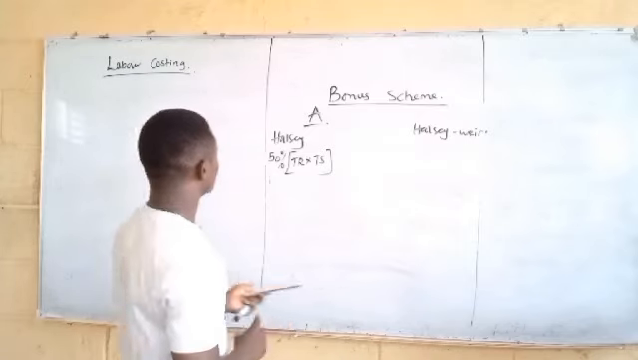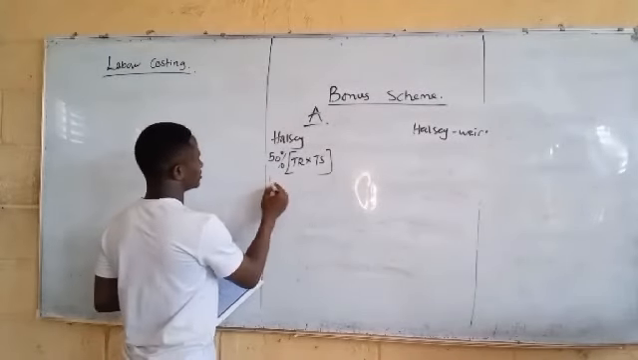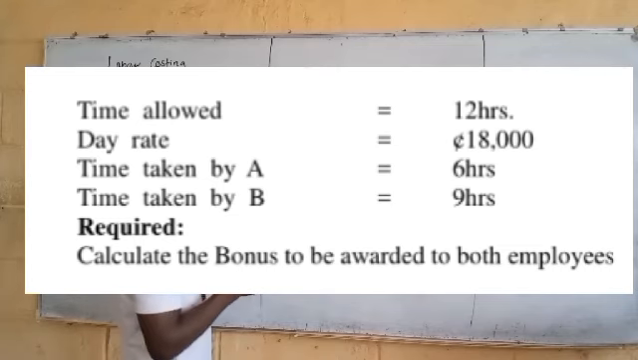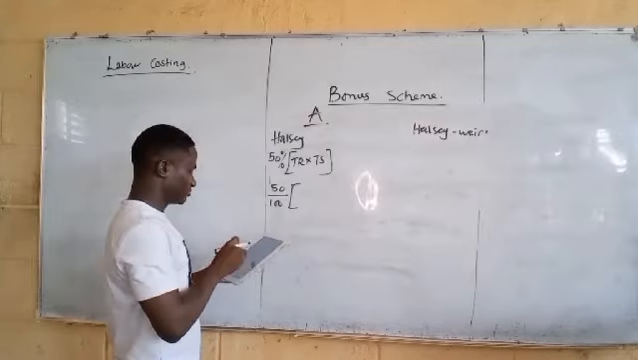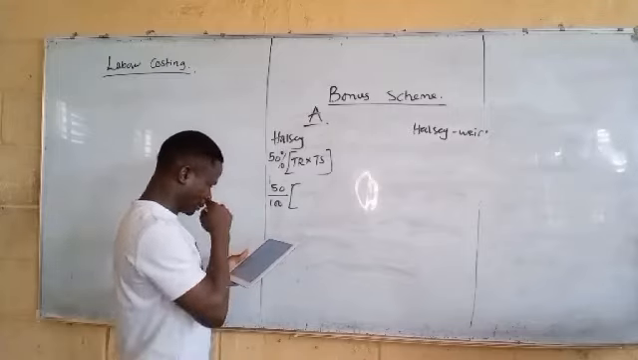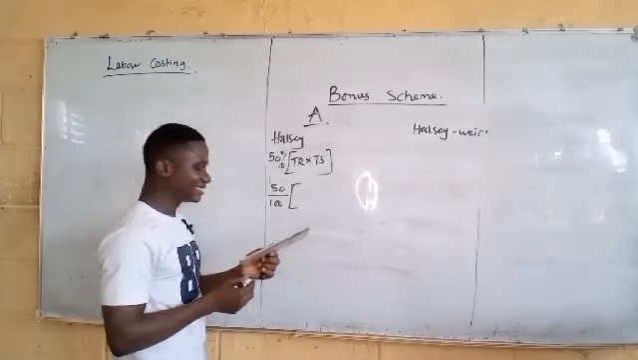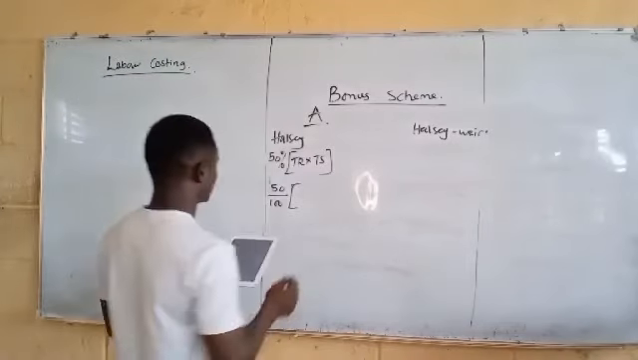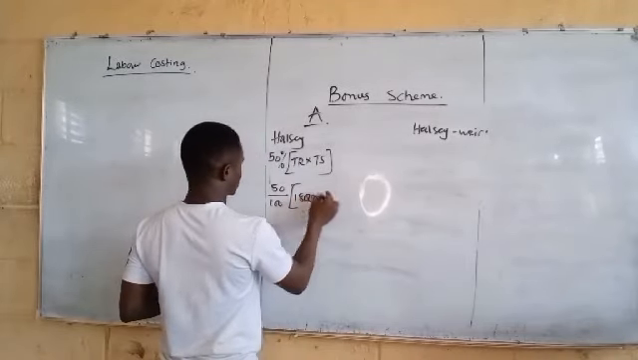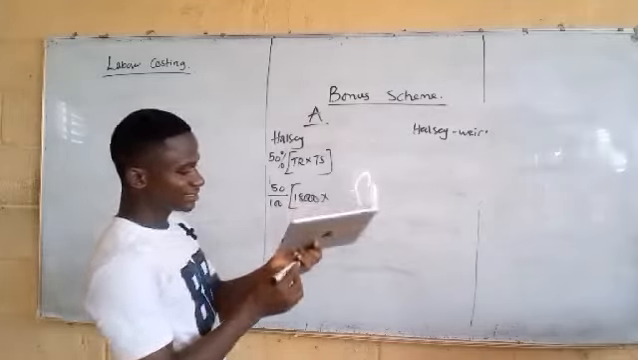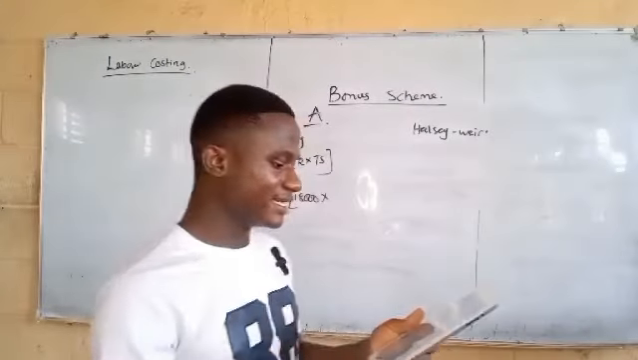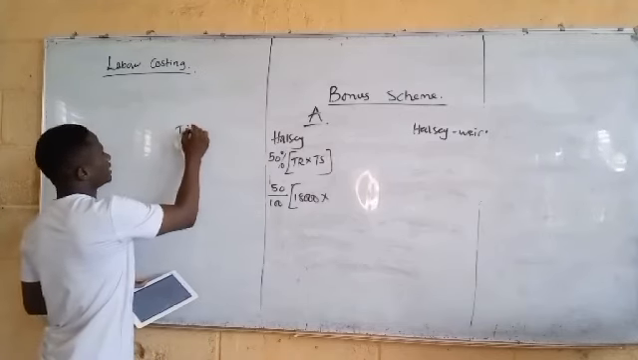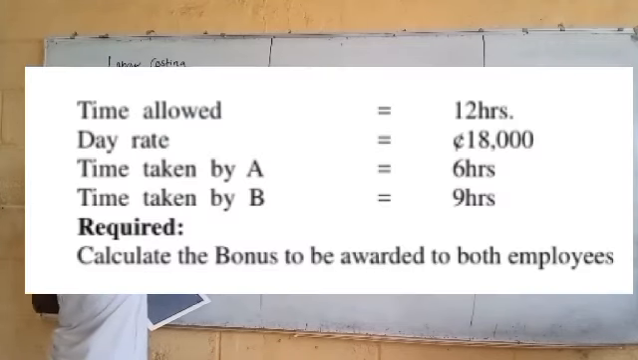So now, using this method, the calculation will be 50 over 100 times the time rate. What is my time rate? From the question you see that the day rate has already been given, 18,000, so that's the time rate, times time saved. Now if you look at employee A, they said the time allowed is 12 hours.